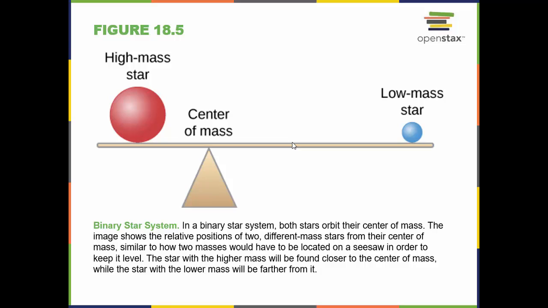So what does the center of mass mean? Think of taking the high mass star and the low mass star and putting them on a seesaw. If both stars were exactly the same mass, and they were on Earth, they would have exactly the same weight. And in that case, the center of mass would be halfway between them.